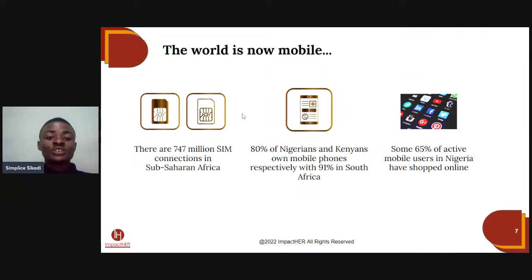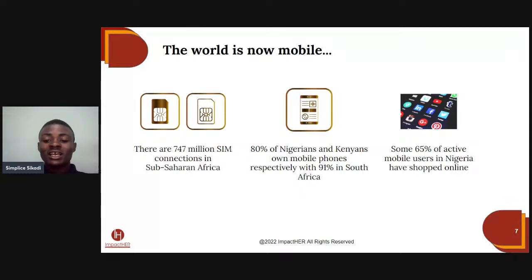And of course, today, if you look at statistics, we always say that figures don't lie. Today we have 747 million SIM connections in sub-Saharan Africa, and that's just for sub-Saharan Africa. That's a large market. 80% of Nigerians and Kenyans own a mobile phone, respectively, with 91% in South Africa. So 91% of people in South Africa own mobile phones.